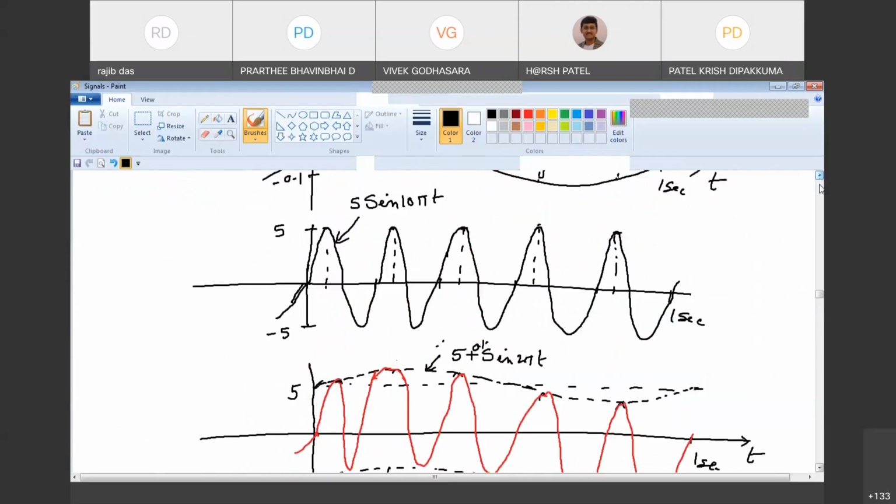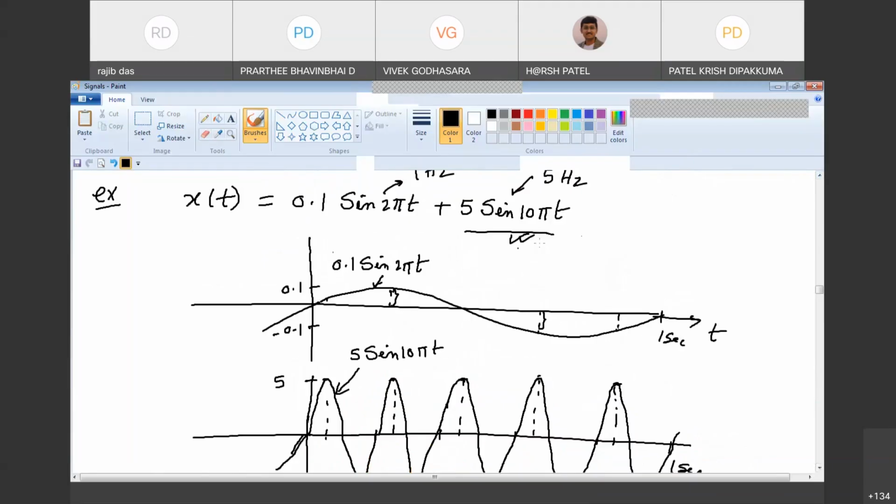Now here it is different. Why? Because here we are going to add these two components. So when this is having positive peak, is maximum value, then it is 5. And at that time the value will be 5 plus 0.1 sine 2 pi t. So its upper envelope is nothing but 5 plus 0.1 sine 2 pi t.